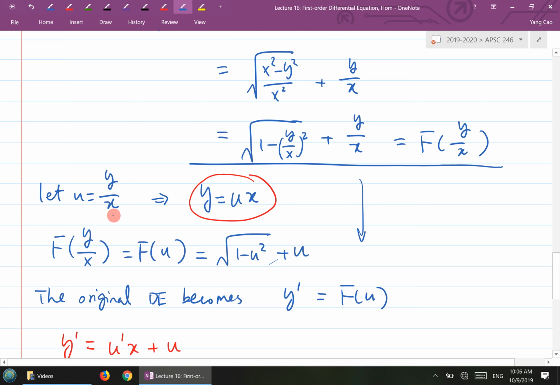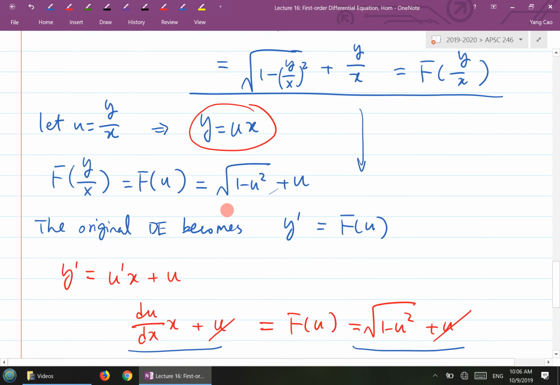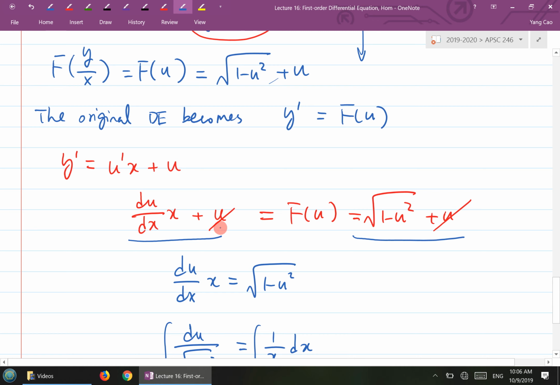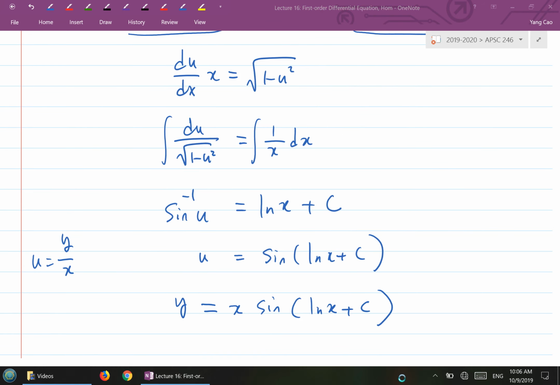You let u equal to y over x, which means y equal to ux. Then y prime will become u prime x plus u equal to the replaced function f of y over x, become f of u. Most probably you get over a u. If not, then you move the u to the other side. Then you use the separating variable technique to solve for u. Once you get the u, replace the u with y and x, and you get y. So that's a general approach for homogeneous type equation.